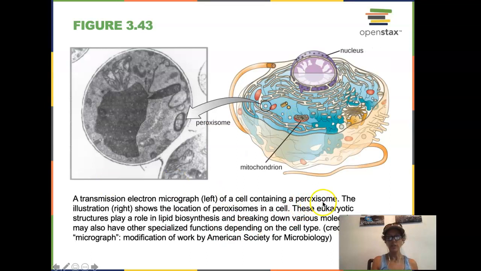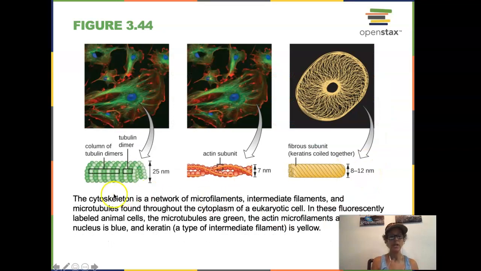The peroxisome, so it's a bag containing peroxides. So there's lots of chemicals that can be generated during metabolism that might be harmful to the cell, that would cause oxidation reactions, and the peroxisomes break those down into less harmful chemicals that then can be reused in a cell. The cytoskeleton is the cell skeleton.